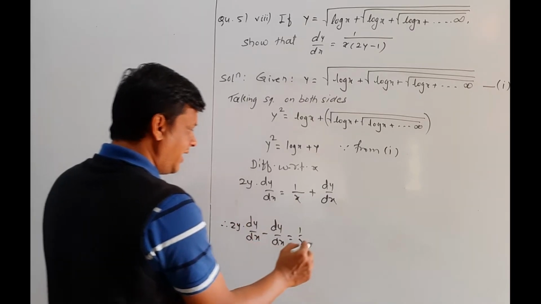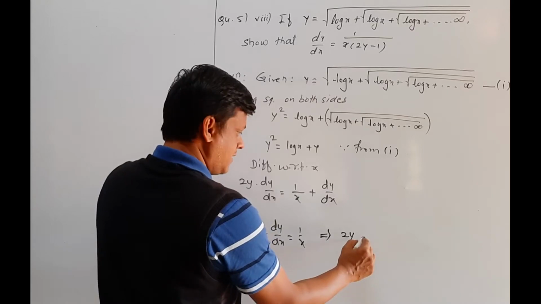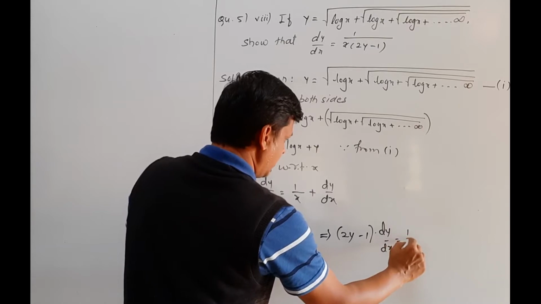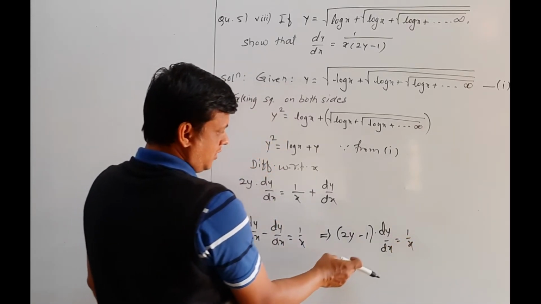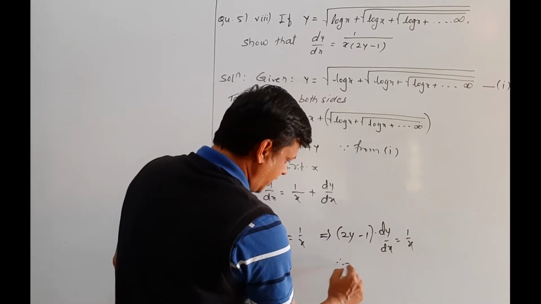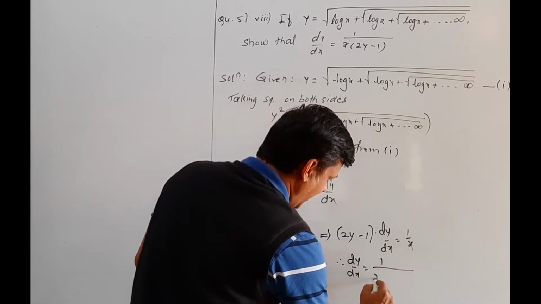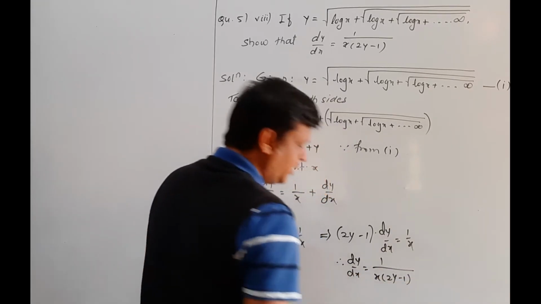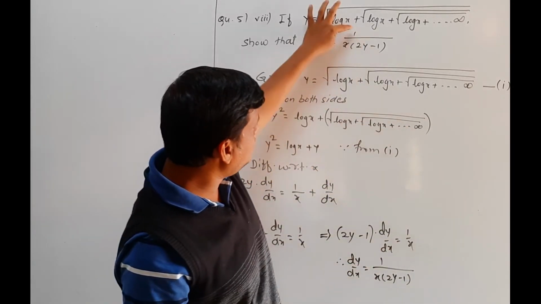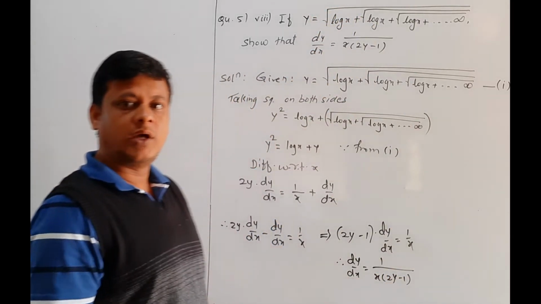Now take dy by dx common from the left hand side. So we write 2y minus 1 into dy by dx is equal to 1 by x. Now we require dy by dx, so transfer this 2y minus 1 to the right hand side. So we get, therefore, dy by dx is equal to 1 upon x into 2y minus 1. So here we have shown dy by dx is equal to 1 upon x into 2y minus 1.